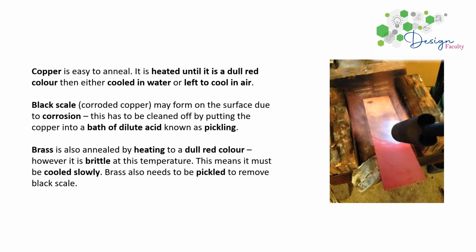Brass can also be annealed by heating to a dull red colour, but it is quite brittle at that temperature, so it has to be cooled slowly, and again it has to be pickled to remove black scale.